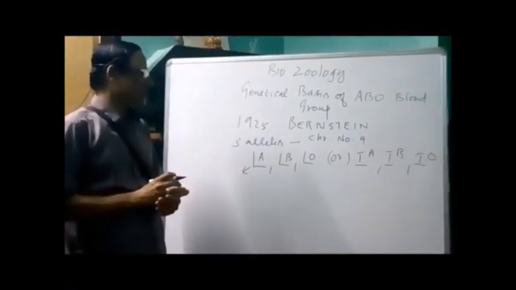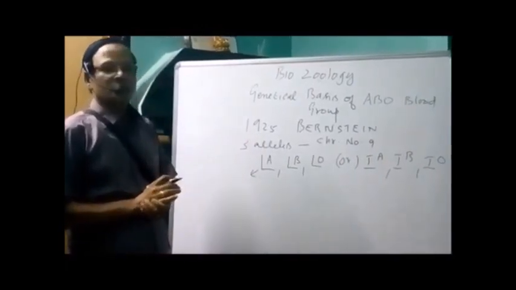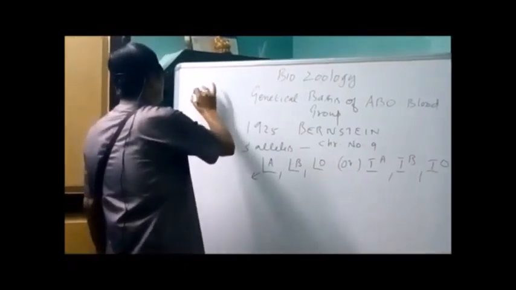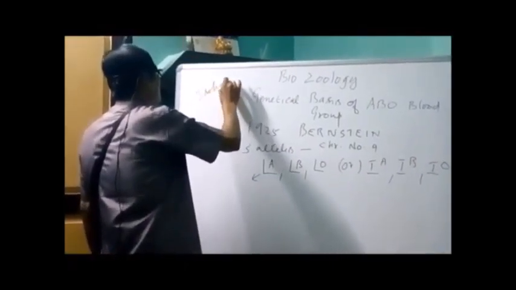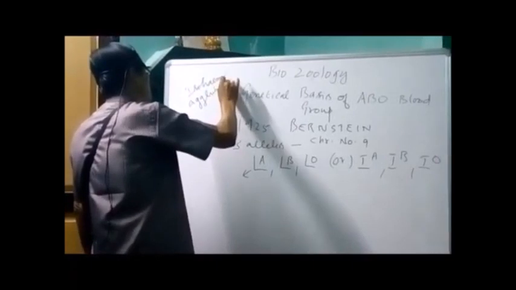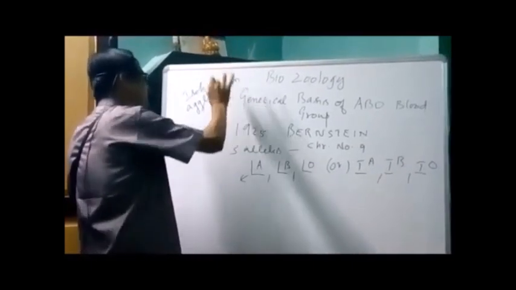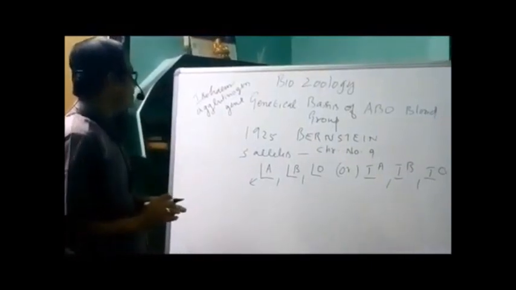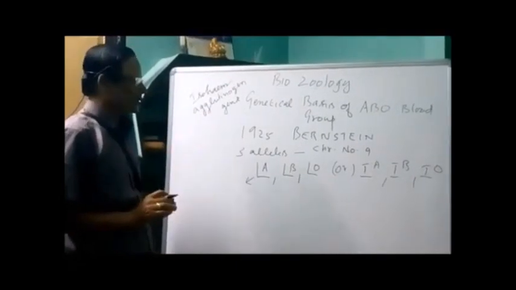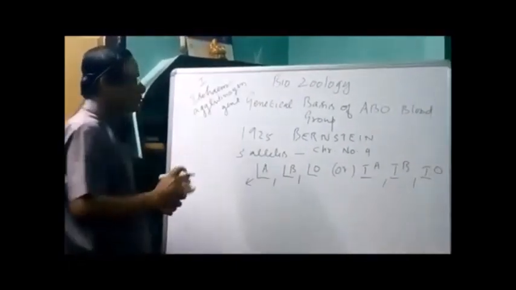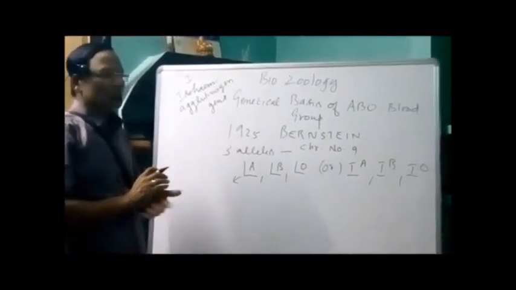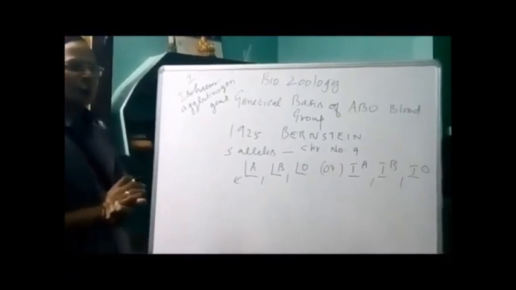So here I mentioned L stands for Landsteiner. There I stands for the isohemeagglutinogen gene. In the book it is given as isohemeagglutination. It's not so. It is isohemeagglutinogen gene. So I stands for isohemeagglutinogen gene. So these are the three alleles located in chromosome number 9 that was proposed by Bernstein in 1925.